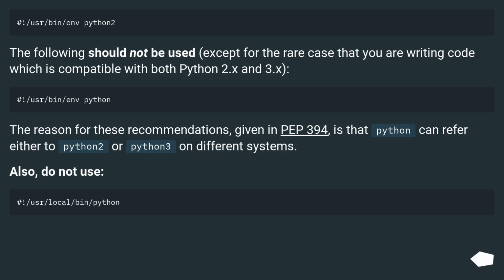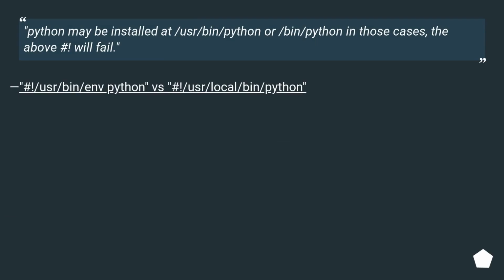The following should not be used, except for the rare case that you are writing code which is compatible with both Python 2.x and 3.x. The reason for these recommendations, given in PEP 394, is that python can refer either to Python 2 or Python 3 on different systems. Also, do not use a hard-coded path. Python may be installed at /usr/bin/python or /bin/python. In those cases, the above hash will fail.